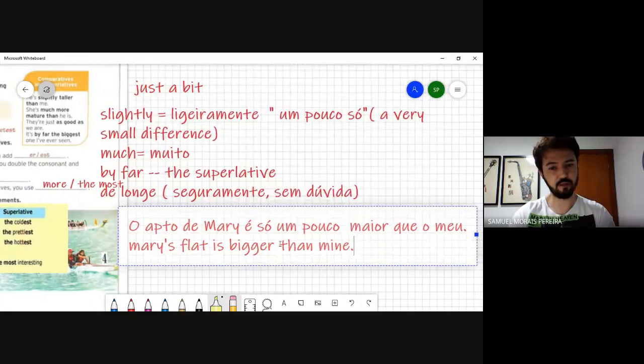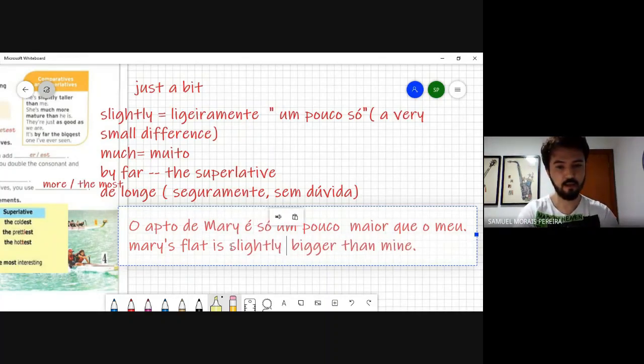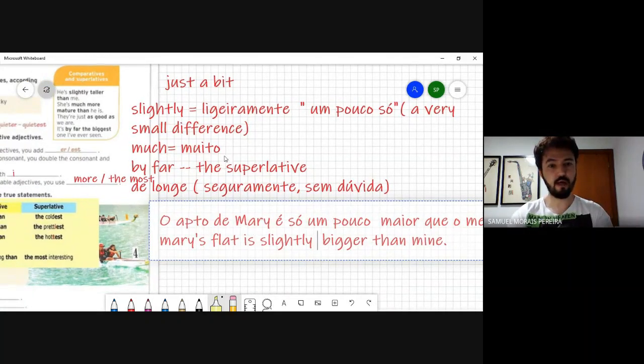Então, como é que eu falo isso em inglês? Ó, vocês fazem esse só um pouco, você pode dizer assim, is just a bit bigger than mine, or you can say, is slightly bigger than mine. Mary's flat is slightly bigger than mine. Tudo bem? E para terminar, o contrário, ó.